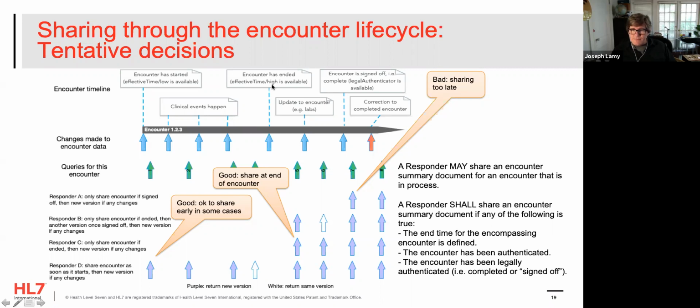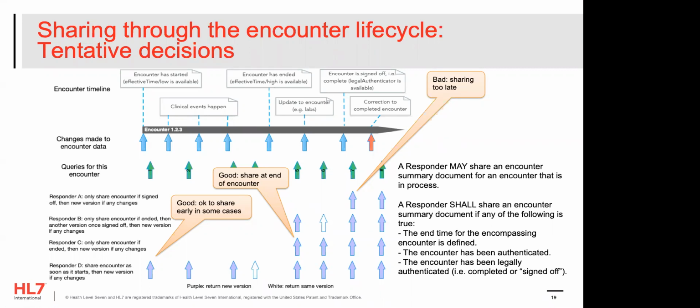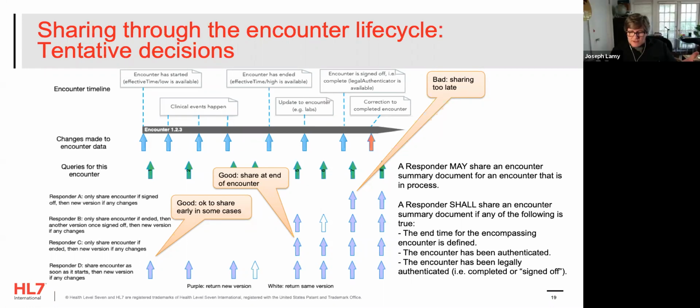Sure. Okay. But, Lisa, I think you said that there has been a lot of discussion about how mature an encounter needs to be. Can we do better than this? Can we say something about maybe progress notes versus discharge summaries? Is there any better definition we can give than what we have given?